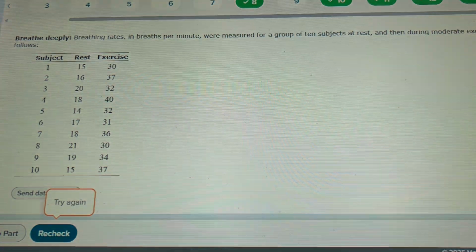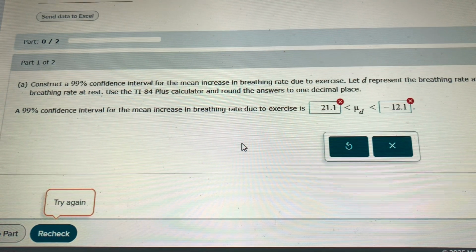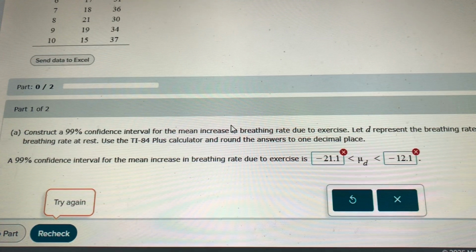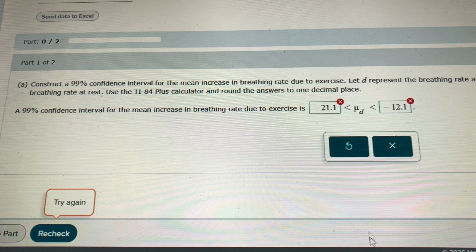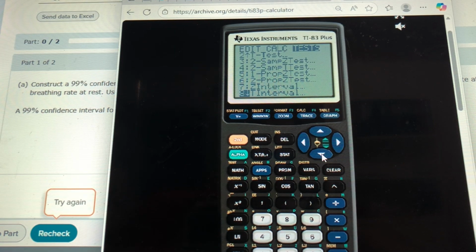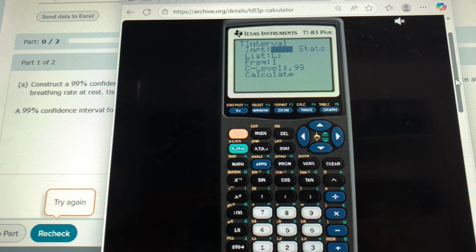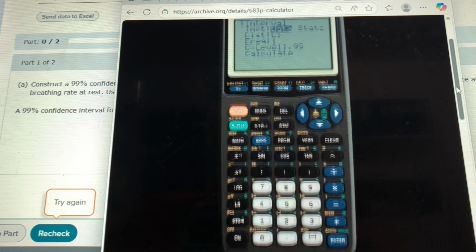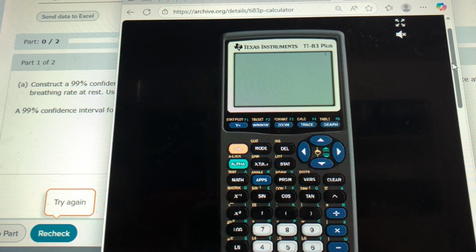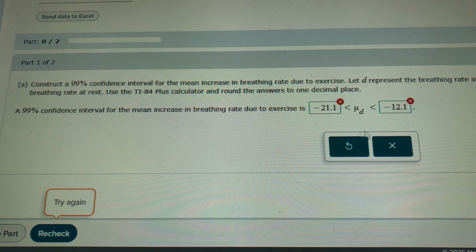Stat. Oh, maybe there is a sigma here. I just assumed there wouldn't be. No, it still means, and there's no sigma given anywhere. It's clearly a mean difference. 99%. T interval for sure. L3 and 1. 0.99. Negative 21.1, negative 12.1.